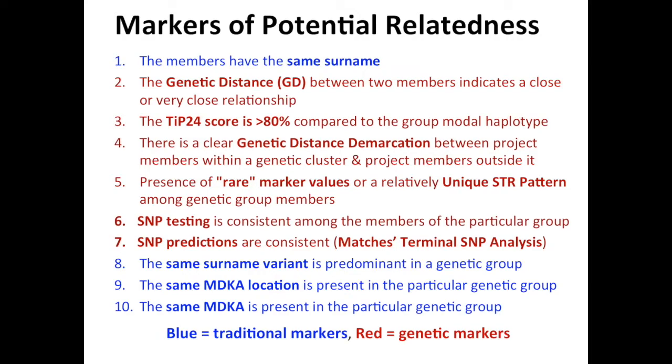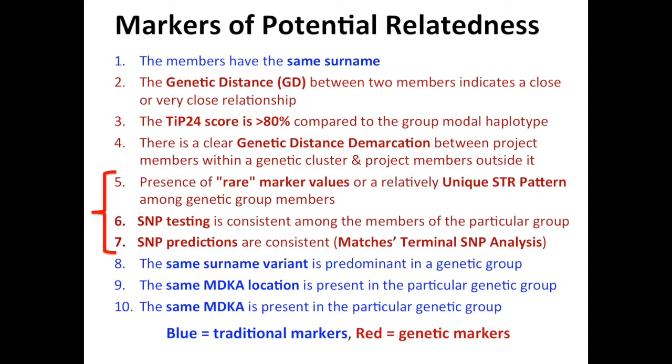But here we're going to talk about rare marker values, the unique STR pattern, and also SNP testing and SNP predictions using the match's terminal SNP analysis. And then there's the same surname variant, same MDKA location. They come from the same place. And then having the same MDKA, they have the same ancestor. Well, that's a marker of potential relatedness.